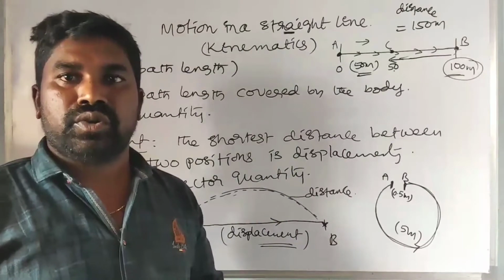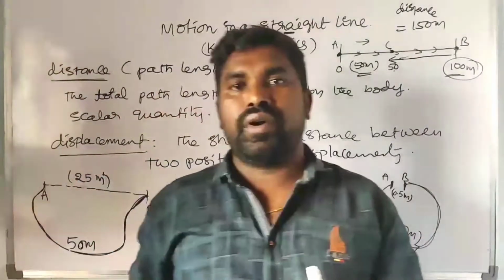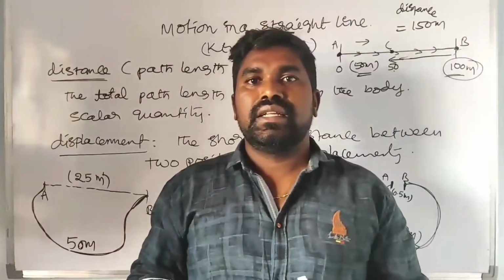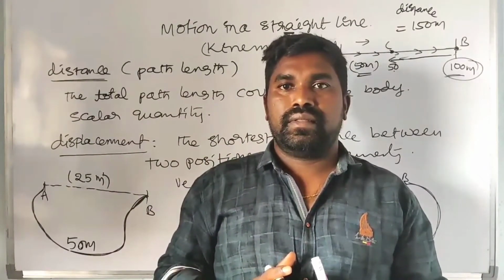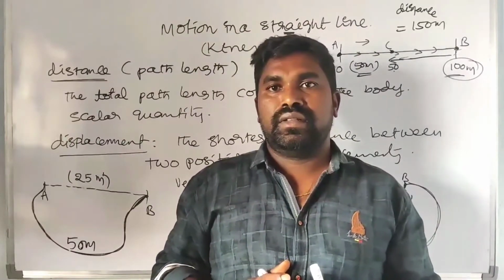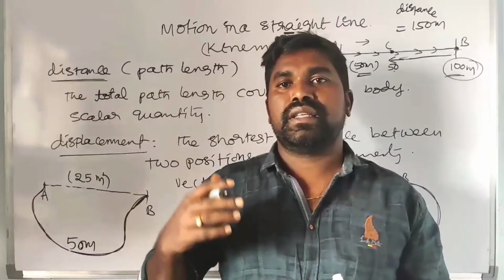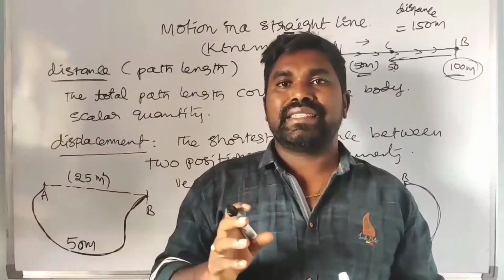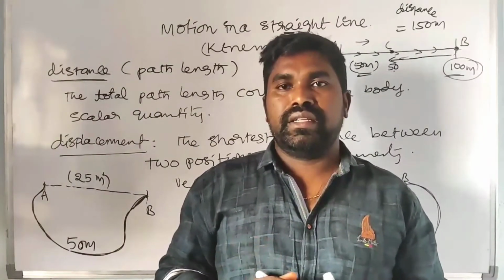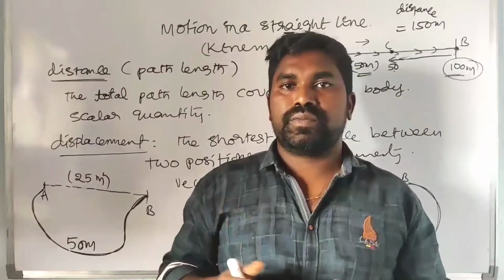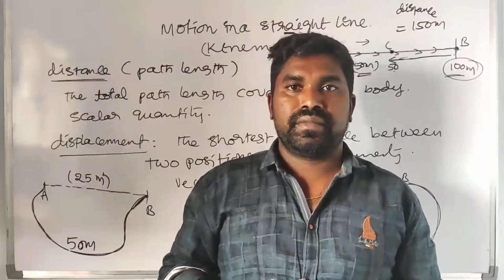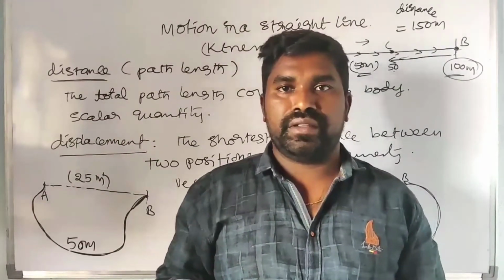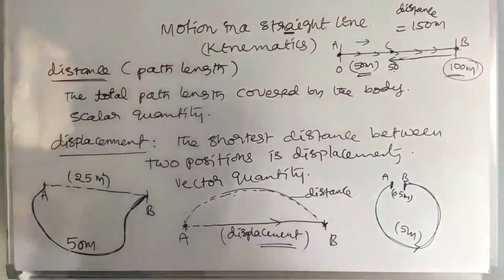Clear? So distance is the total path length covered by the body, but displacement is the distance between 2 points, 2 positions. That is the displacement. So displacement is a vector quantity and distance is a scalar quantity. Remember it. The SI unit of distance and displacement both is the meter, and the CGS unit is the centimeter. So this is very important. This is the variation between distance and displacement.